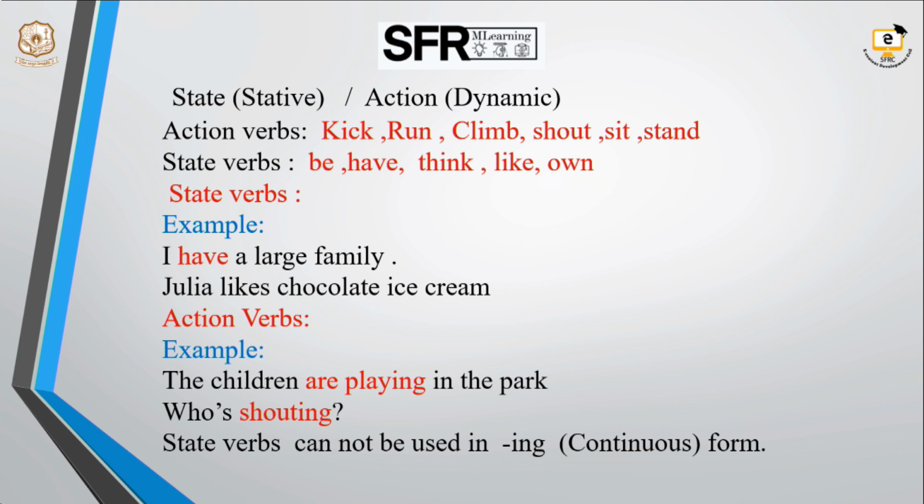But we cannot say, "I am having a large family" or "Julia is liking chocolate ice cream." Both of those sentences are wrong. There are common mistakes that some students make: using ing forms with state verbs. Please don't make that mistake. And remember, no continuous form with state verbs.